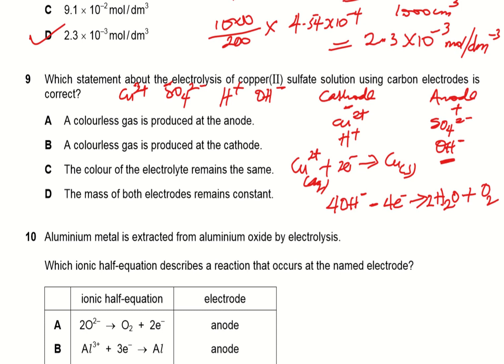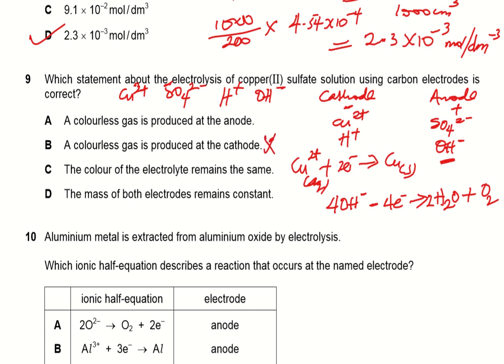So let's now go back to the options that we have. A colorless gas is produced at the anode. We have said that oxygen is produced at the anode, and it's correct that oxygen is a colorless gas, so let's hold on to that. A colorless gas is produced at the cathode? No gas will be produced at the cathode. What is produced at the cathode is copper, so this is wrong.